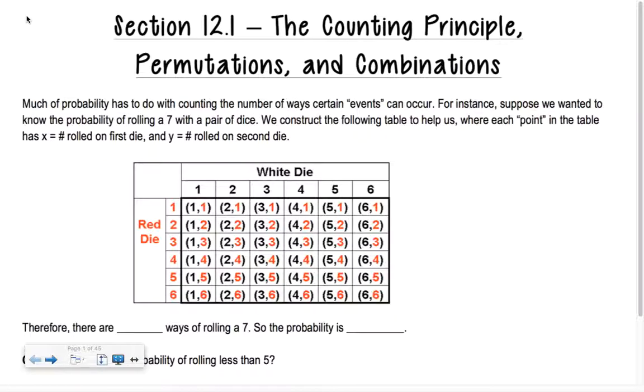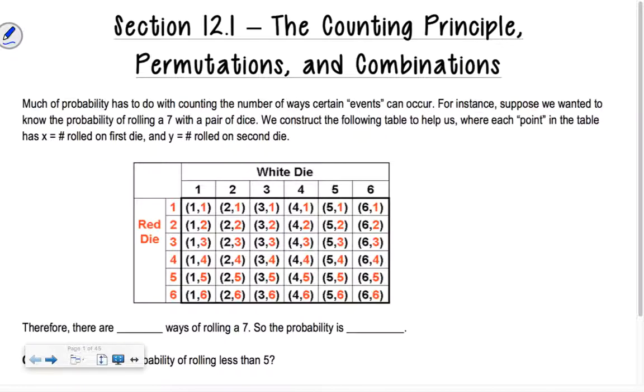So in this chart, when you see 1, 1, that means you had a 1 on the white die and you had a 1 on the red die. When you see 2, 1, so this 2, 1 right here, that means you had a 2 on the white die and a 1 on the red die. Do you guys see how to read it? So how many total possibilities are there?